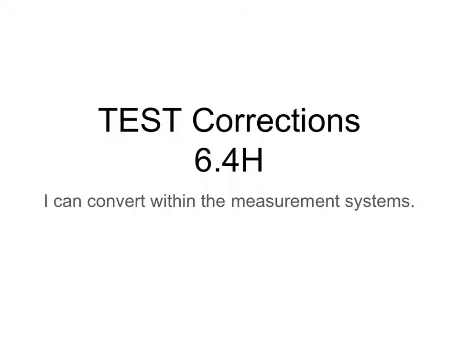So this is the test corrections for 6.4H. This is the one where you're doing measurement conversions. So it should read, I can convert within the measurement conversion on your data analysis. So make sure you're on the correct video.